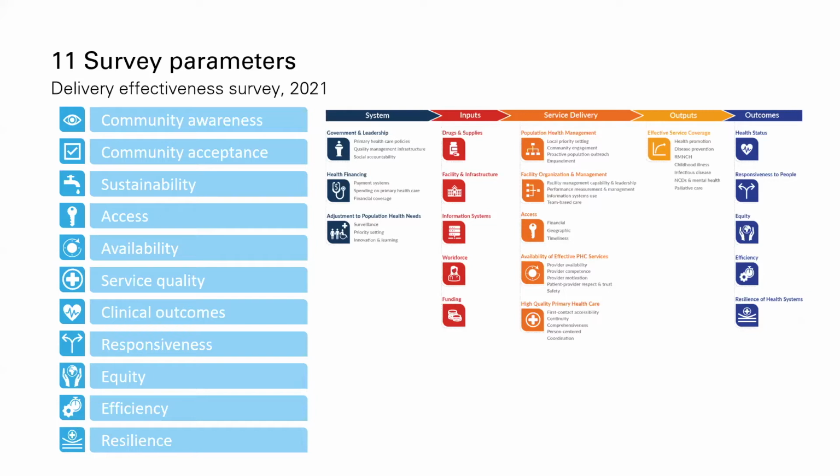So we eventually derived 11 suggested effectiveness parameters, focusing on the service delivery and outcomes section of the PHCPI conceptual framework. In that framework, coverage is actually the output. So that was also covered. The relevant parameters for effectiveness that we identified were community awareness, community acceptance, sustainability, access, availability, service quality, clinical outcomes, responsiveness, equity, efficiency, and resilience. So quite a comprehensive list there.